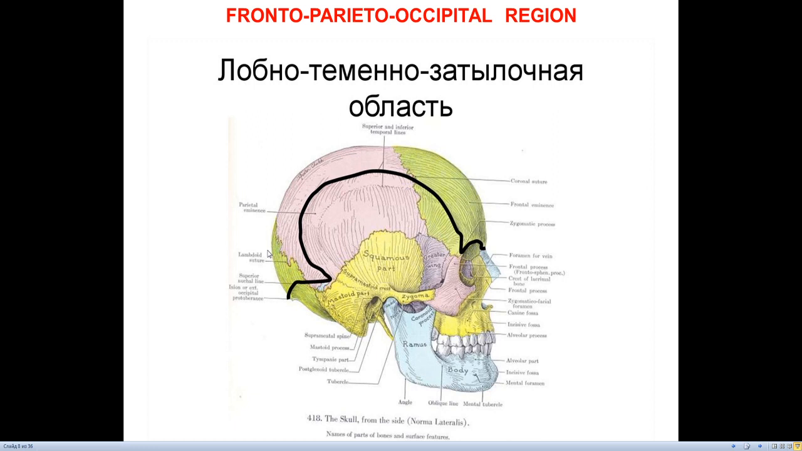Periosteum is not connected with the bones of the skull. As an exception, it connects in the sutures of the bones where they connect with one another.